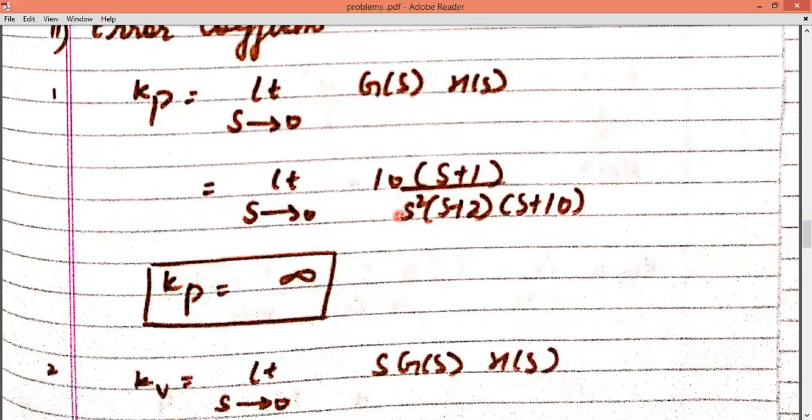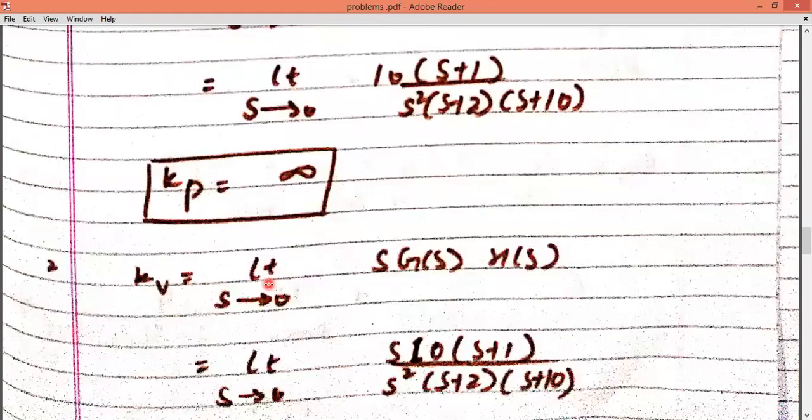Please do it yourself so that you can get it easily, and do more practice on these numericals. So let's start with Kv, which is the velocity error coefficient. This is the way to write the velocity error coefficient.